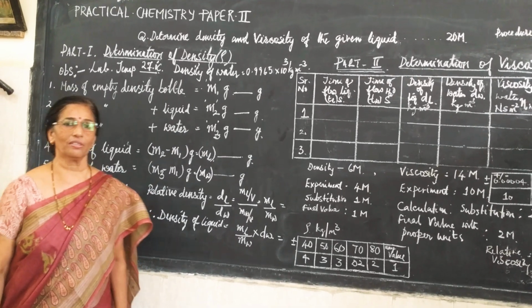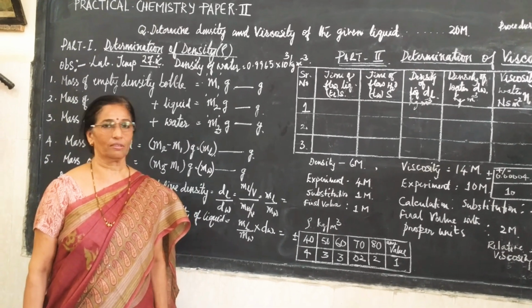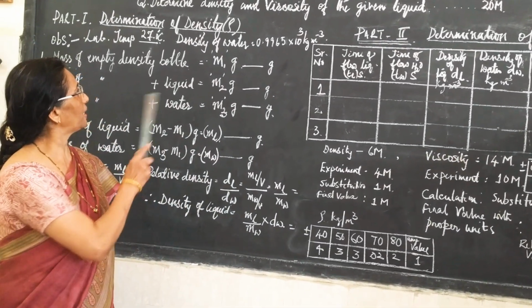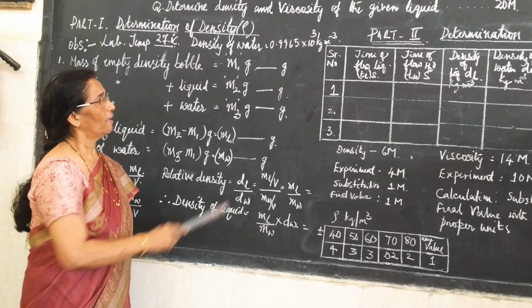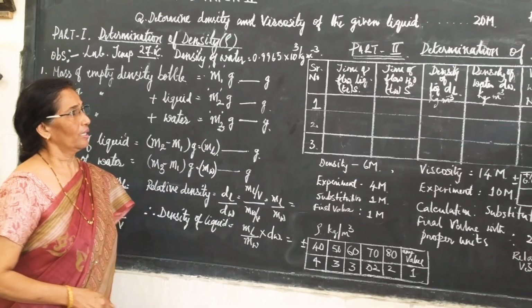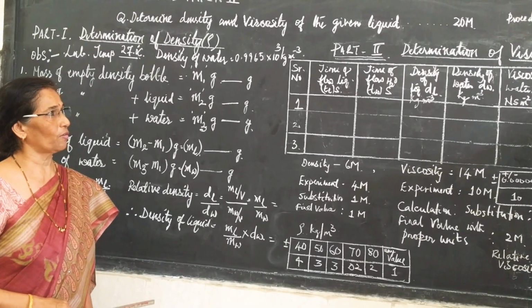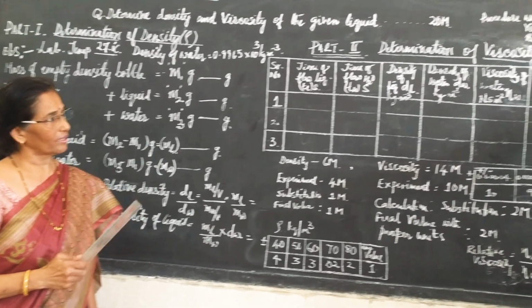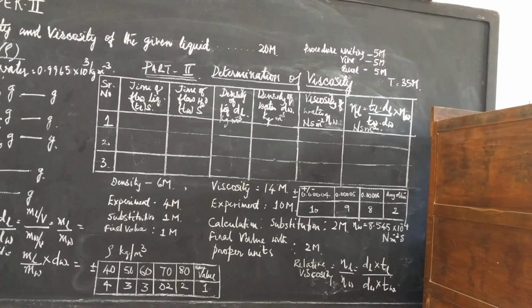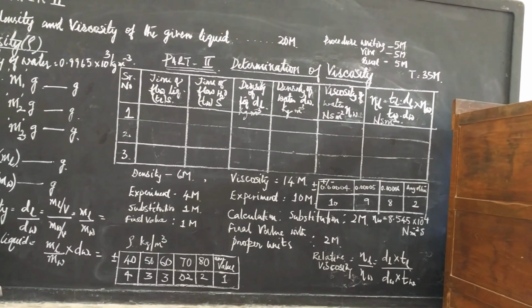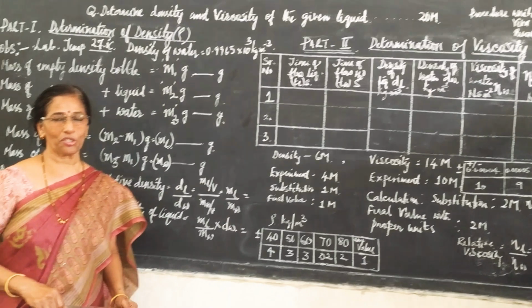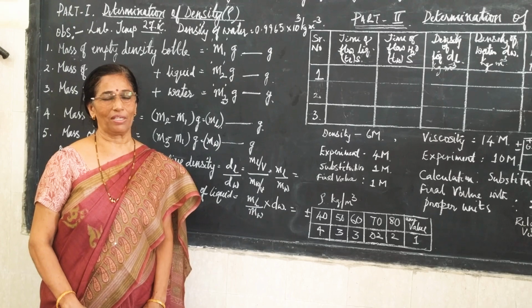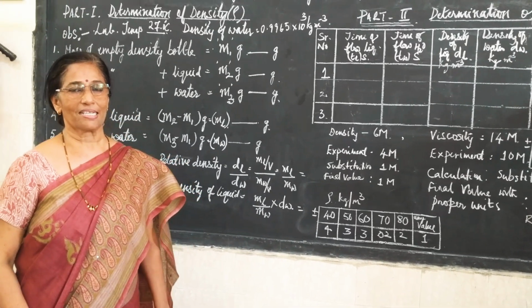Now in your examination, you are going to take an examination for 35 marks in total. This determination of density and viscosity carries 20 marks, you are going to have a viva carrying 5 marks, and then a record carries another 5 marks. In total you are going to be evaluated for 35 marks. Hence, please pay attention when I am explaining the class so that you can answer the viva very well. So let's get started.